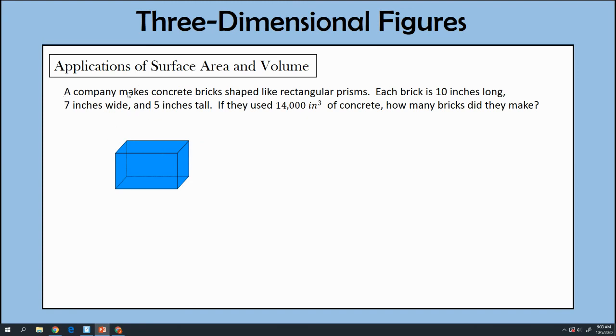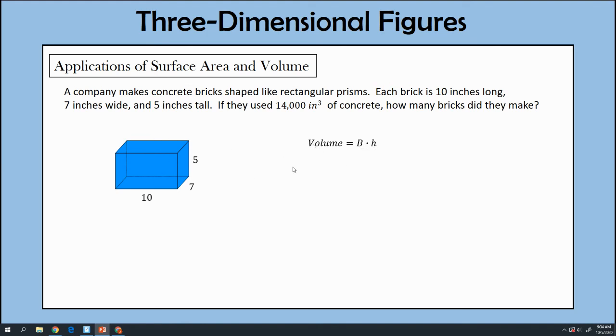The last example I have for you is: a company makes concrete bricks shaped like rectangular prisms. Each brick is 10 inches long, 7 inches wide, and 5 inches tall. They use 14,000 cubic inches of concrete. So, how many bricks did they make? So, take our rectangular prism and throw the dimensions in, 10 by 7 by 5. What it takes to make a brick is you've got to fill up the shape. So, this is a volume question. Okay. So, what's the volume of this rectangular prism?